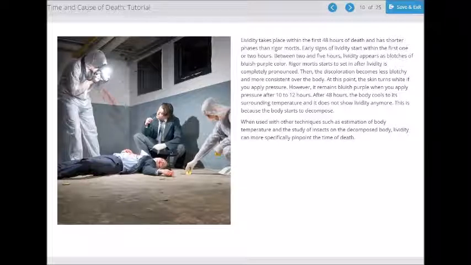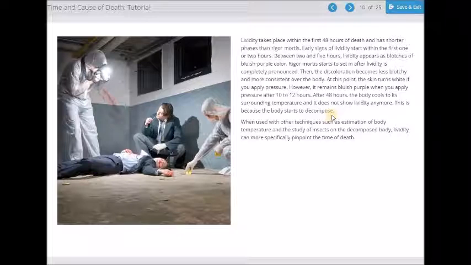Early signs start within the first 1 or 2 hours, and then between 2 and 5 hours, it starts to appear as blotchy, purplish on the skin. After about 5 hours, it becomes totally pronounced, and then they start to turn white at certain parts of your skin. It remains bluish purple even after you apply pressure until after about 10 to 12 hours. After 48 hours, the body cools to whatever the temperature is outside, and there's no more lividity present.